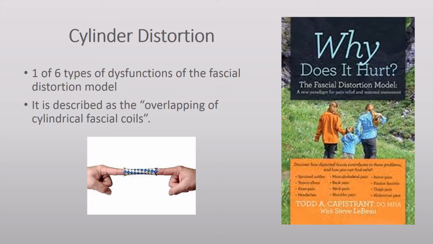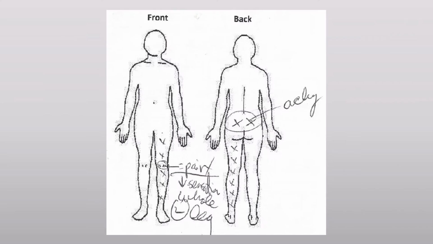For those who may not be familiar with a cylinder distortion somatic dysfunction, it is one of the 6 types of dysfunctions of the fascial distortion model. It is described as the overlapping of cylindrical fascial coils. While sometimes it may be necessary to feel for the abnormally tight coils, often you can palpate for dysfunctional tension of the whole fascial cylinder, as tension of the coils causes the cylinder to become taut.